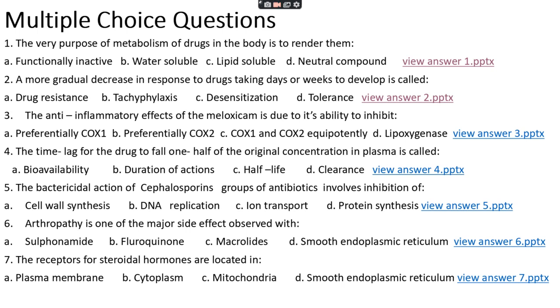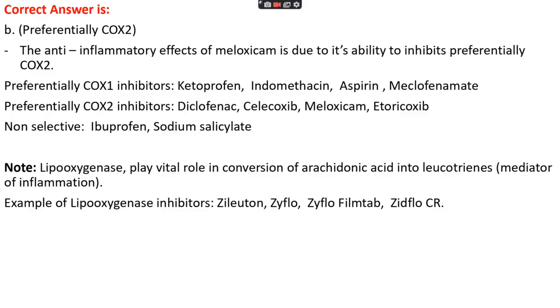Question number three. The anti-inflammatory effect of meloxicam is due to its ability to inhibit: option A, preferentially COX-1; option B, preferentially COX-2; option C, COX-1 and COX-2 equipotently; or option D, lipoxygenase. The right answer is option B, preferentially COX-2. The anti-inflammatory effect of meloxicam is due to its ability to inhibit COX-2 preferentially.